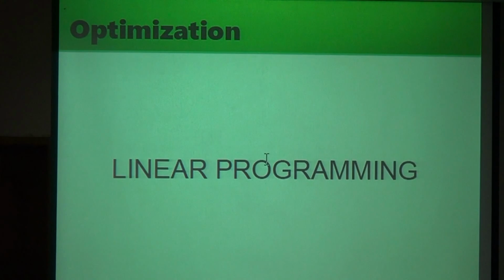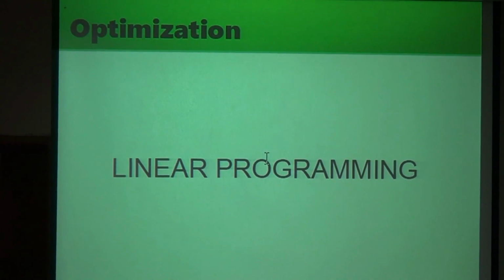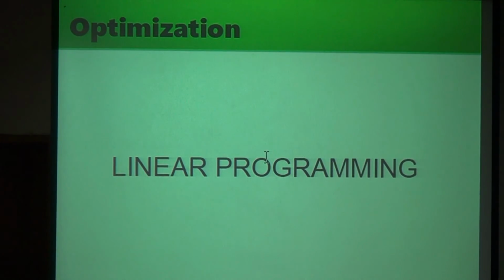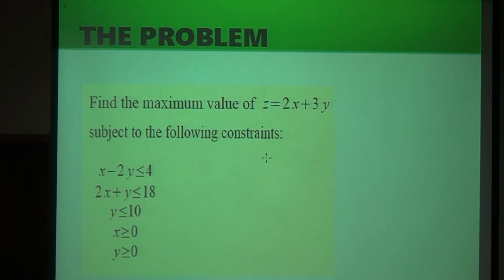This is the first slide that I use in my classes. I had 4 classes last term. So this is how I conducted my class. First, I introduced the problem. The problem is a linear programming model. So I present this to my students. Find the maximum value of z equals 2x plus 3y subject to the following constraints.